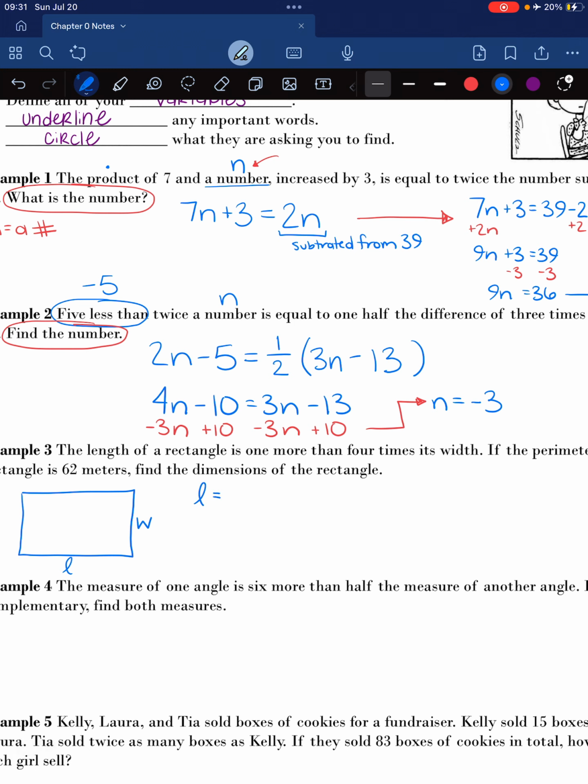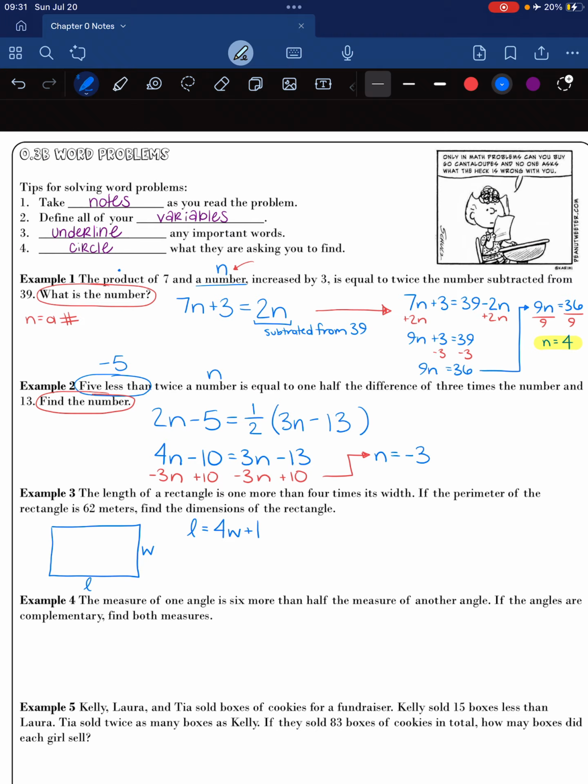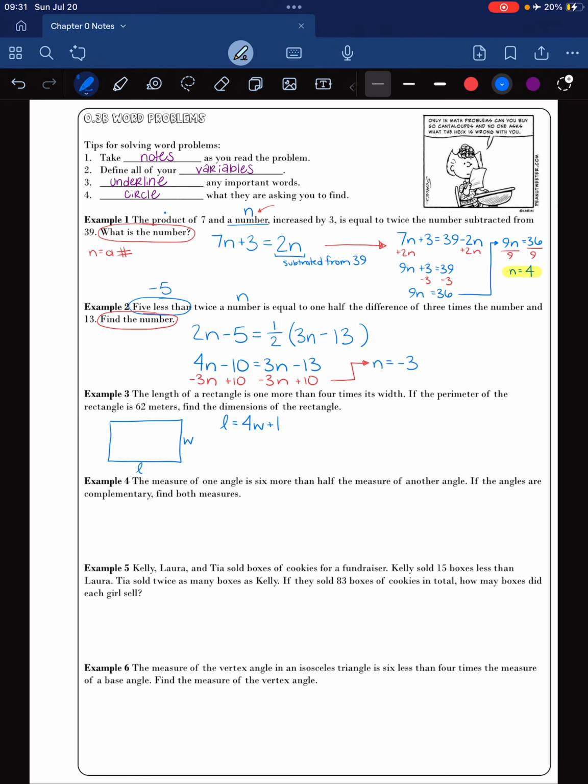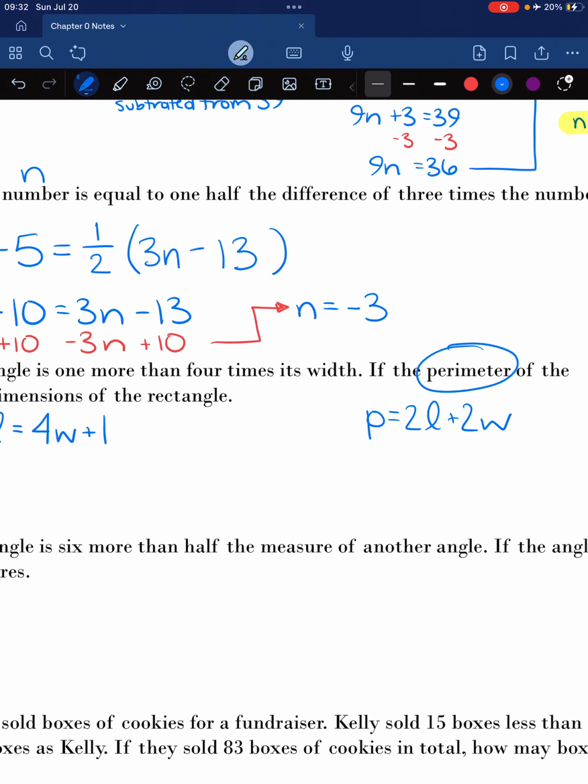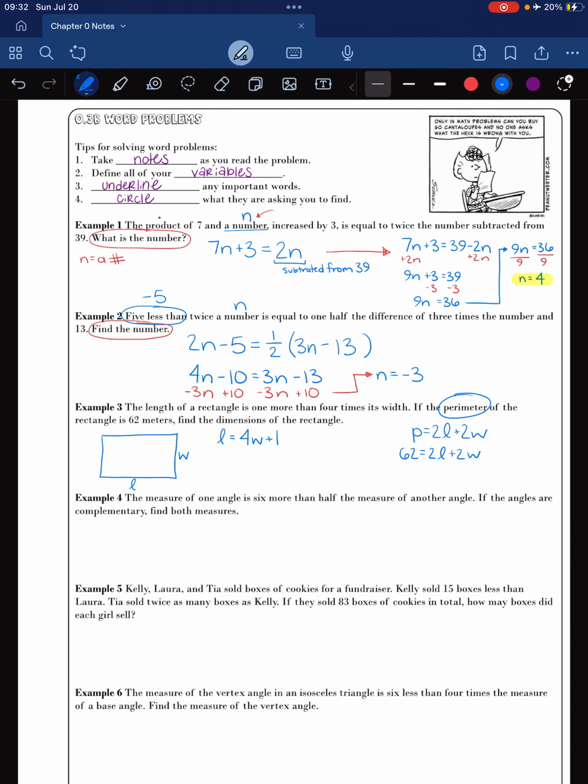The length is 1 more than, so that's going to be a plus 1, 4 times the width. So 4 times the width plus 1. Okay, if the perimeter is 2 times the length plus 2 times the width, right? It's the whole distance around the rectangle, is 62 meters. Okay, so I know that the perimeter equals 62. 62 equals 2 times the length plus 2 times the width.